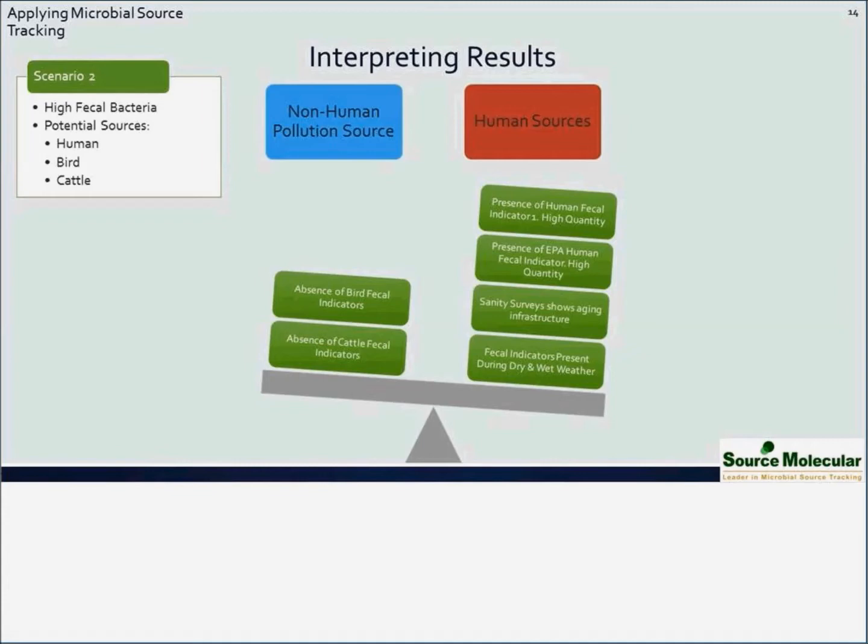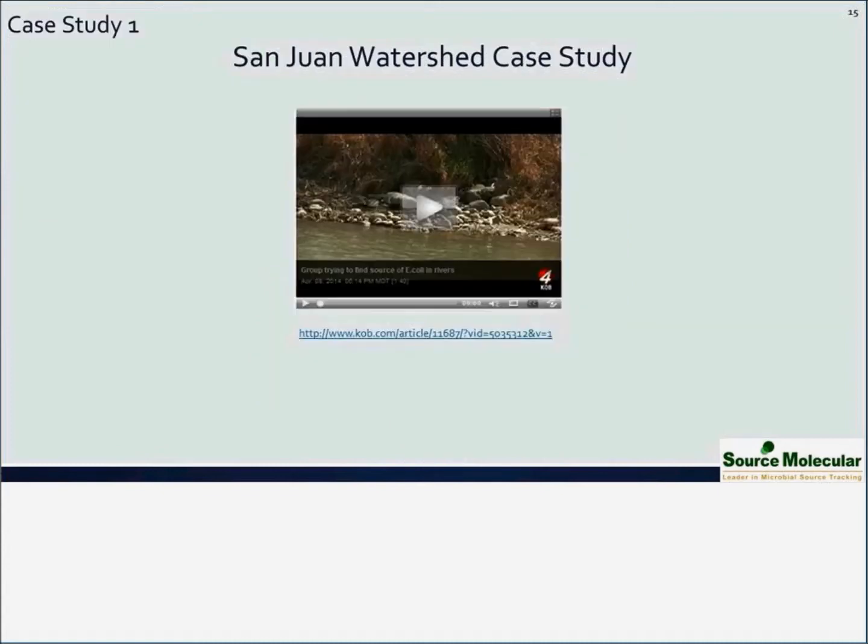The source tracking methods and tests are really meant to be a tool to guide you along with other lines of evidence, and not necessarily just a standalone analytical magic bullet. But they play a very important role in how you put these studies together. So what does an actual result from a study or an outcome look like with microbial source tracking? Well, we have 3 case studies.